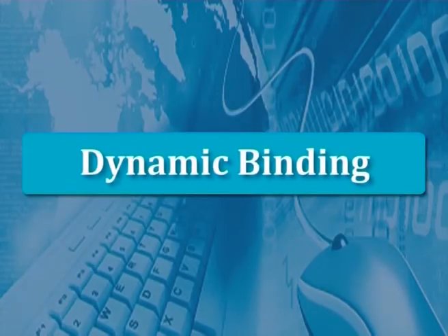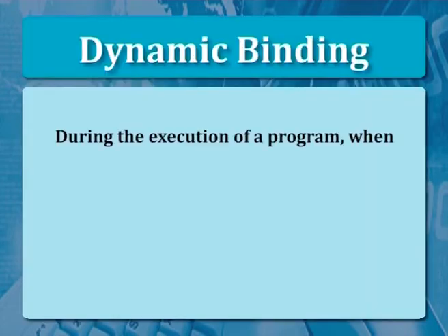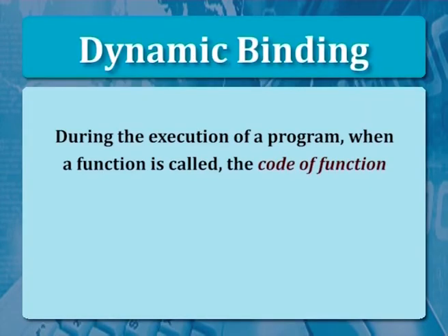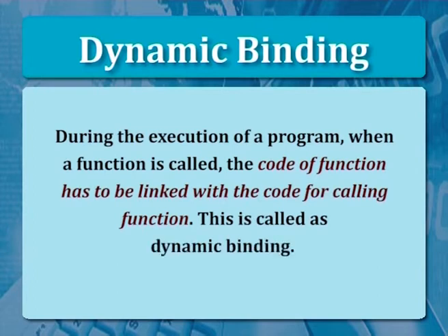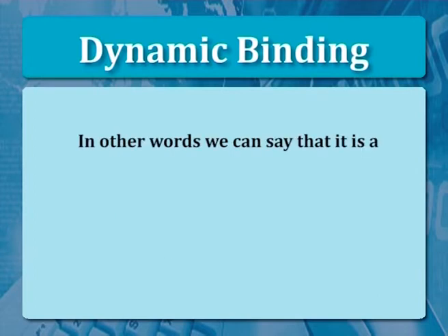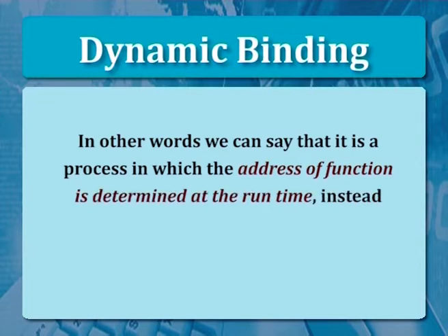Dynamic binding. During the execution of a program, when a function is called, the code of the function has to be linked with the code for the calling function. This is called dynamic binding. In other words, it is a process in which the address of the function is determined at runtime instead of at compilation time.